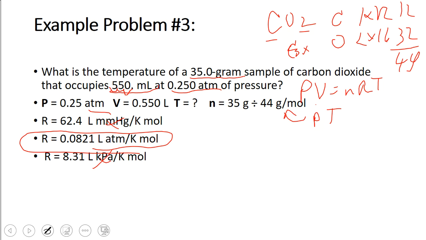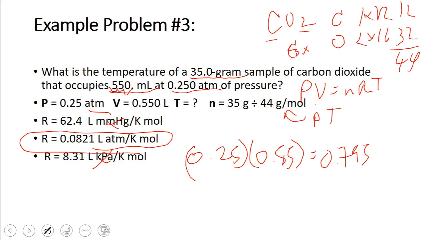So PV, so 0.25 times the volume, which is 0.55, will equal the moles, which is, I didn't do the math yet, 35 divided by 44, 0.795. The R we're using is 0.0821. 0.0821, and the T is therefore what we're looking for. So T. Let's put that in there.